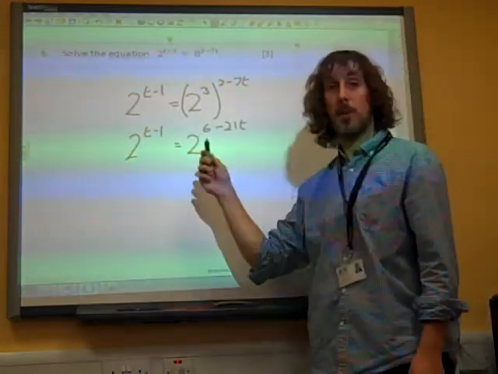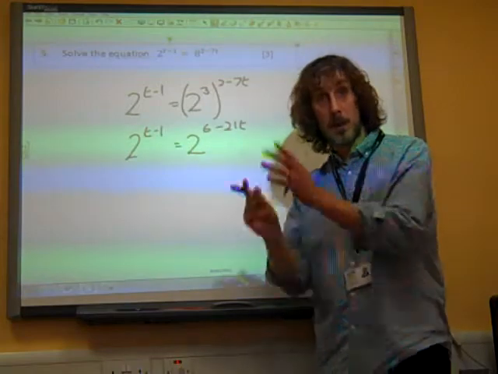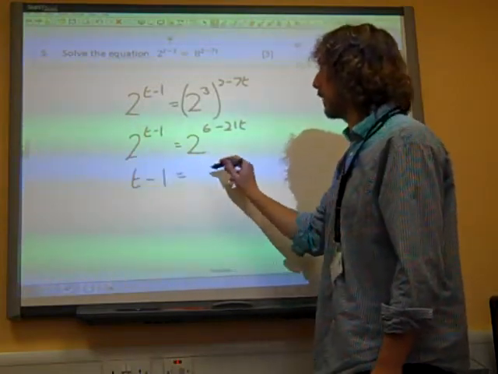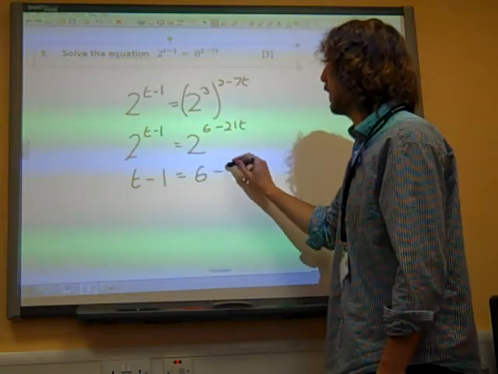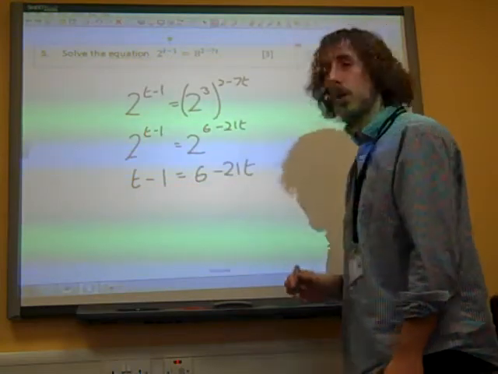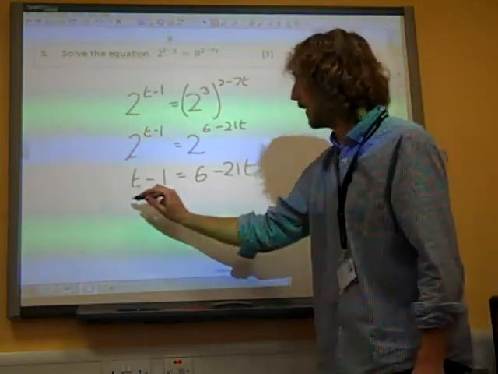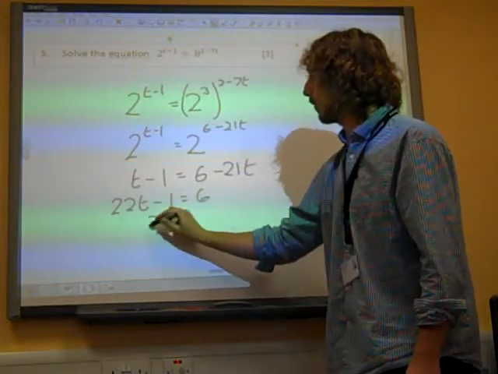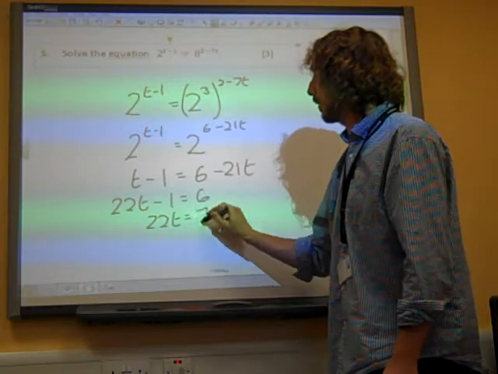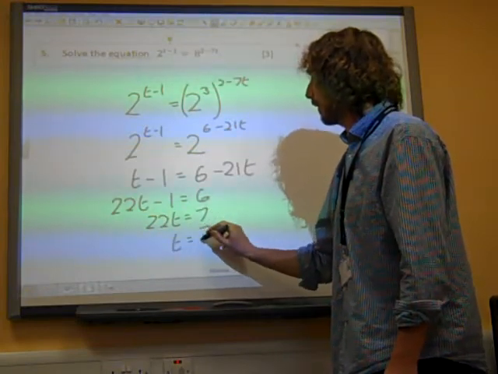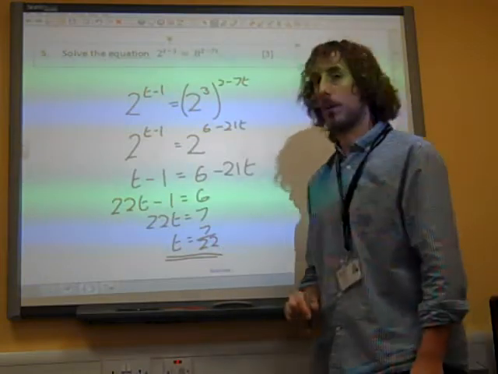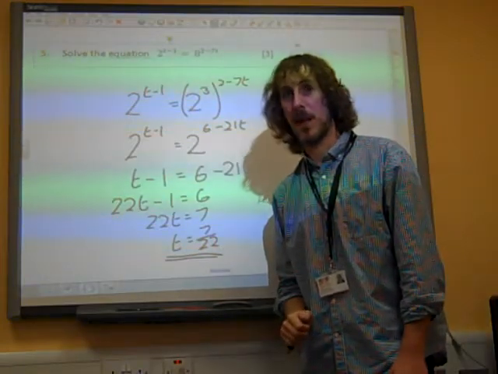Now that we've got these both in terms of the same base number, the powers must be the same. So we can forget about the 2's. t minus 1 is 6 minus 21t. Rearrange this, add 21t to both sides, add the 1 to both sides, and our final answer, t is 7/22, and that's maths.